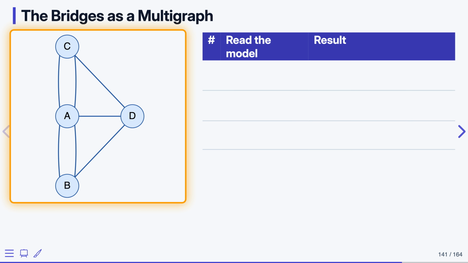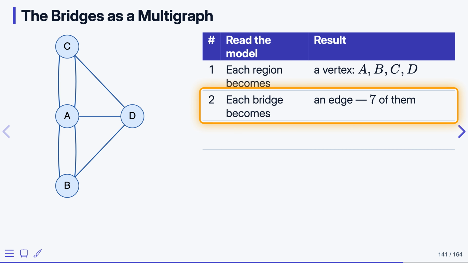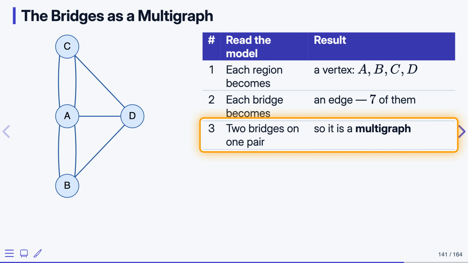Euler's first move was to throw away the map and keep only the connections. Step 1. Each land region becomes a single dot. 4 regions, 4 vertices, A, B, C, and D. Step 2. Each bridge becomes an edge. 7 bridges, 7 edges. Step 3. Some pairs of regions are joined by 2 bridges, so 2 lines run between the same pair of dots. That makes the model a multigraph.